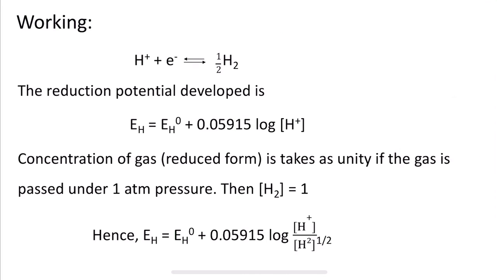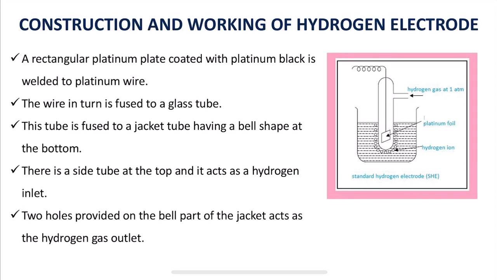Now let us understand the working principle of this standard hydrogen electrode. A little mercury is added into the glass tube and the wire is dipped to achieve electrical contact. When the electrode is to be used as a standard electrode, it is dipped into HCl. If the electrode is a standard electrode, then 1 molar HCl is used. Hydrogen gas is passed from the top inlet, as shown in this diagram. Here we are going to pass the hydrogen gas.